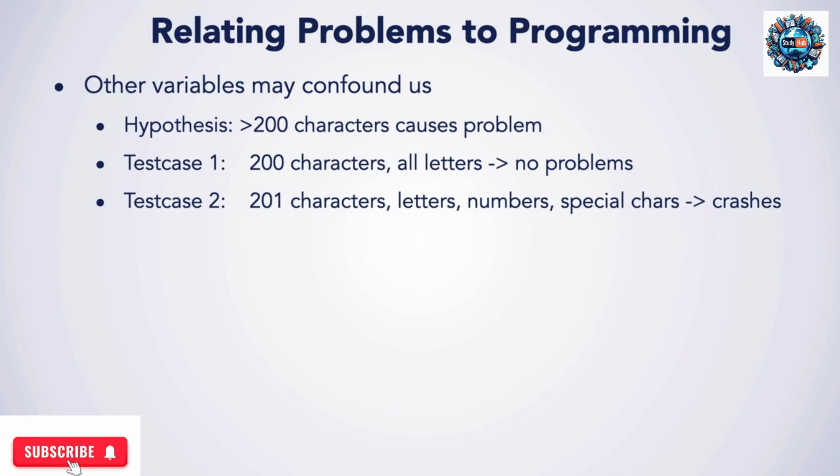First of all, other variables might confound us in testing our hypothesis while debugging. If we go back to our hypothesis that more than 200 characters causes a problem, we want to test it by changing as few other things as possible. If we test with a case that has 200 characters that were all letters and work fine, but then test with 201 characters that have letters, numbers, and special characters like punctuation, do we know if the problem was the 201st character? Or if the problem was something in how we process the numbers and punctuation?